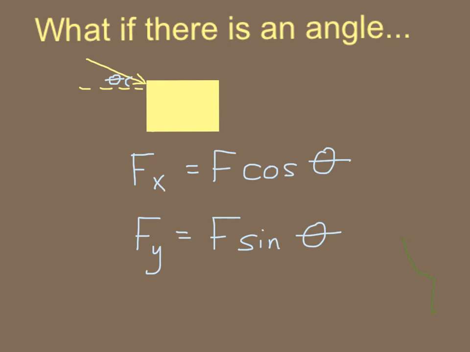But what to do if the force is being exerted at an angle? Well, like all good vectors, there is a horizontal and vertical component. To find the horizontal component of the force, we take the force times the cosine of the angle. For the vertical, we do F times the sine of the angle. We've used these equations before. Now we're going to apply them to forces.